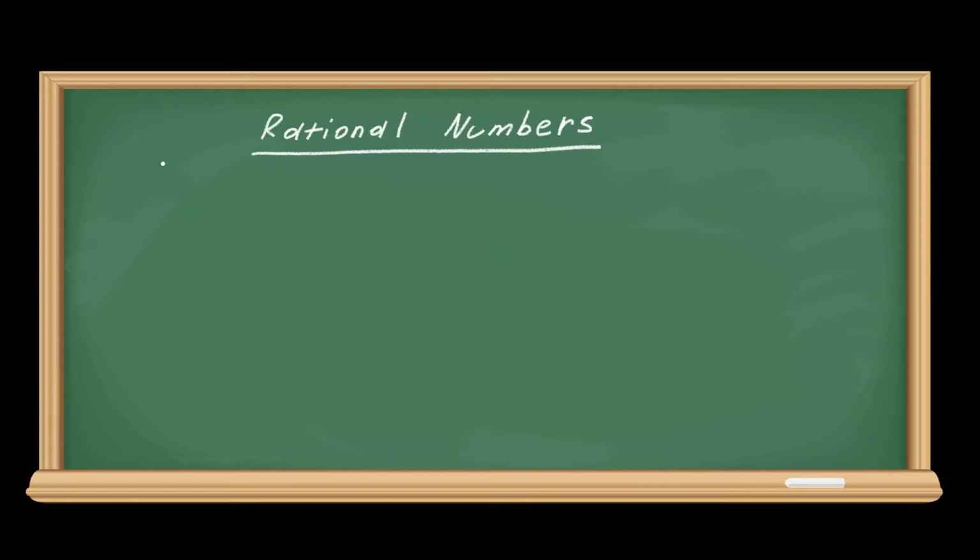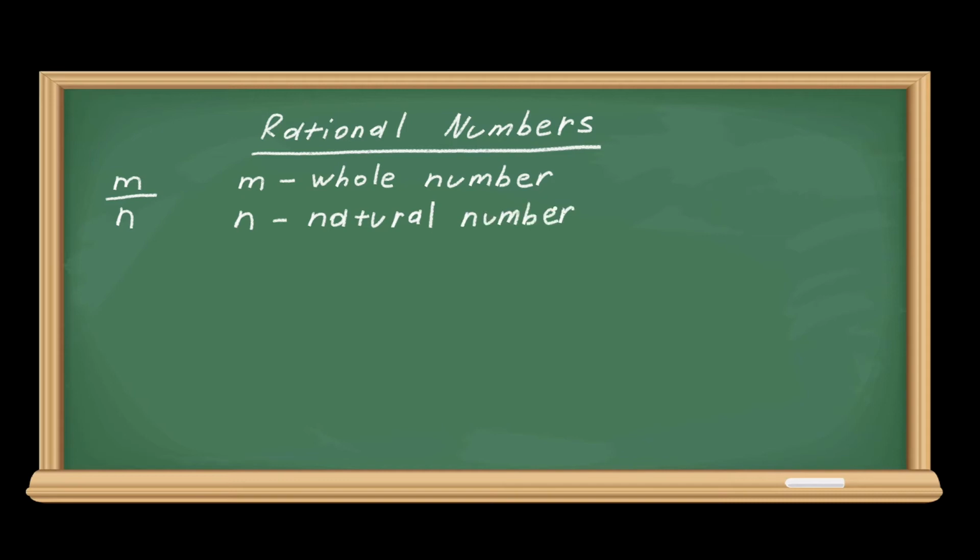The next type of numbers we will talk about is called rational numbers. All rational numbers are written in the m over n format, where m stands for a whole number and n stands for a natural number. The denominator of the rational number cannot equal 0, since the denominator is a natural number. Every whole number is a rational number and can be written as m over 1.